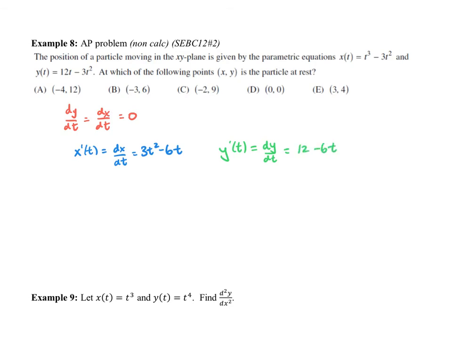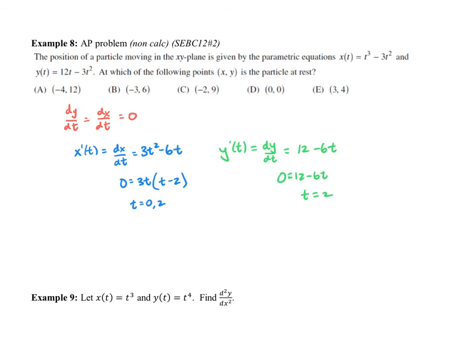So what we're going to do is solve both of these by setting them equal to 0. So let's start with x prime. We have 0 equal to 3t times (t minus 2), and that gives us t equal to 0 or t equal to 2. And then we can do the same thing for y prime. So we have 0 equal to 12 minus 6t, and that gives us t is equal to 2.